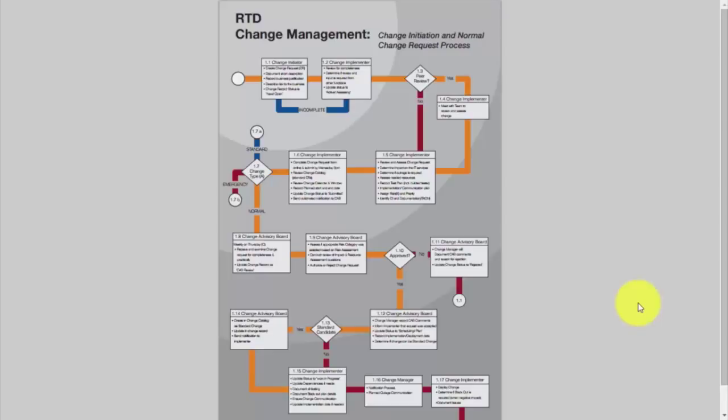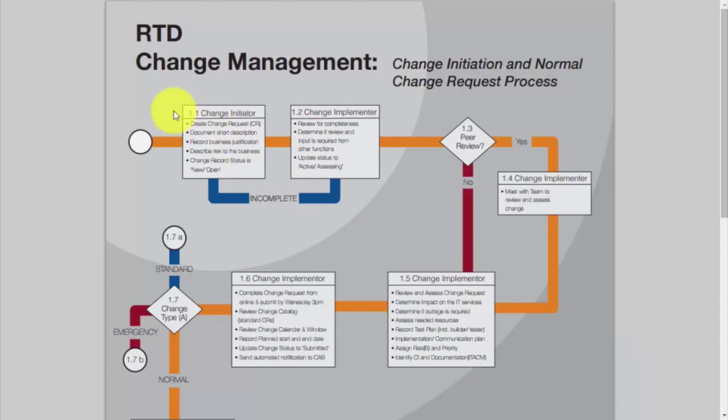Well, let's look at the steps that make up the change initiation and the normal change request process. The process begins at step 1 with a change initiator. It's the change initiator who's responsible for creating the change request, or CR, and documenting a short description of the change and recording the business justification. What is the purpose for the change? What advantage is it going to provide for the business?